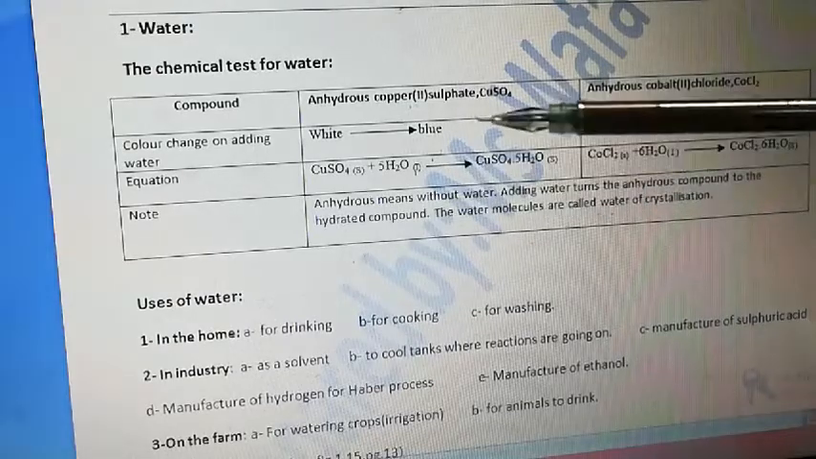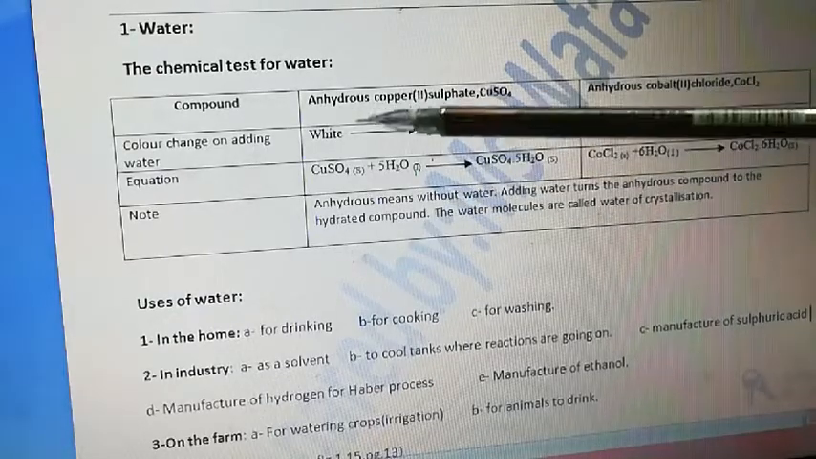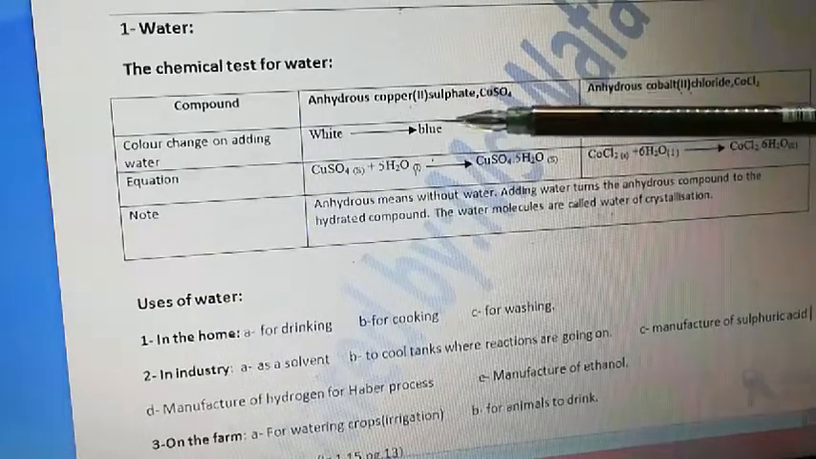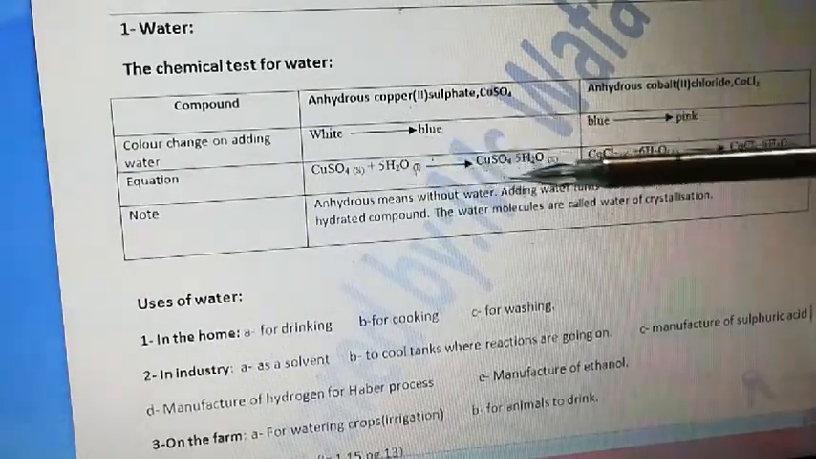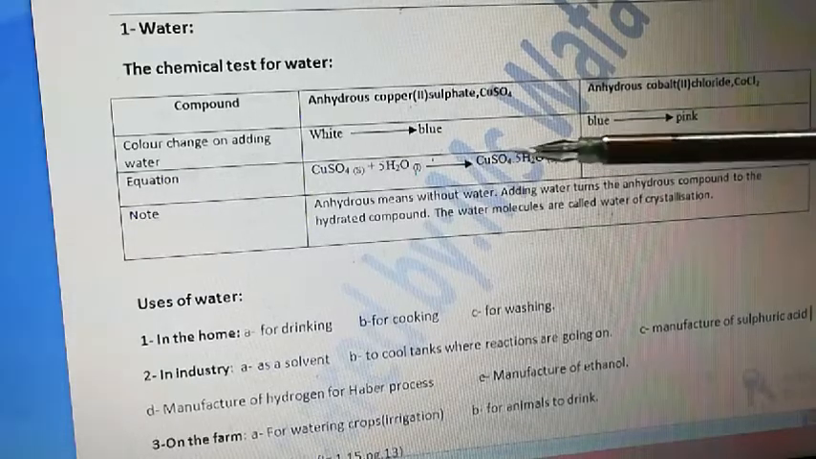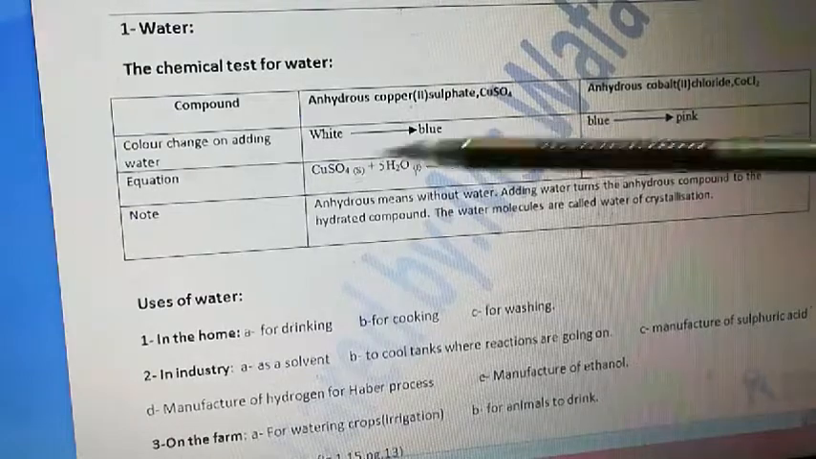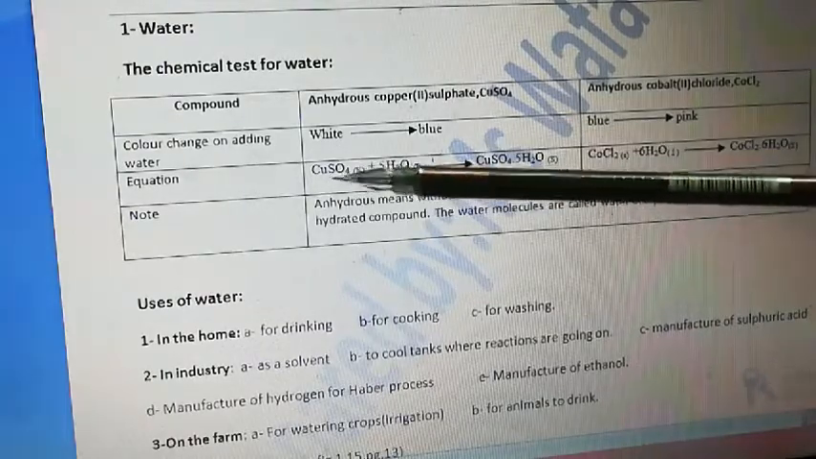So the thing that you have to memorize here: the color of the copper sulfate before adding water is white, and the color after adding water is blue. You have to know the formula of the hydrated copper sulfate, which is CuSO4.5H2O, and the formula before adding water, which is CuSO4.